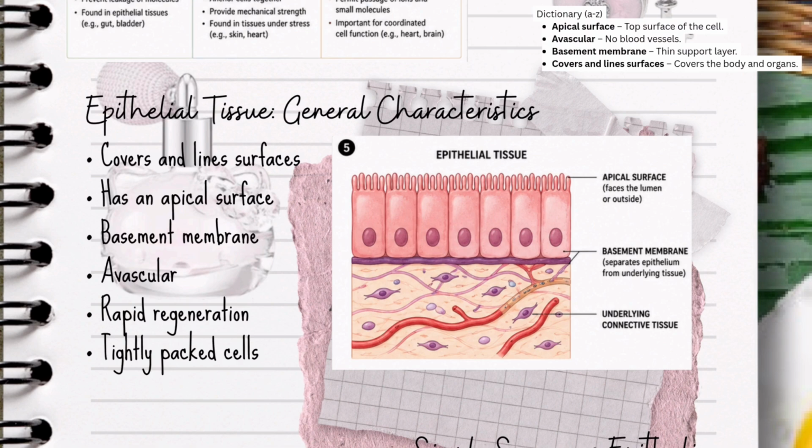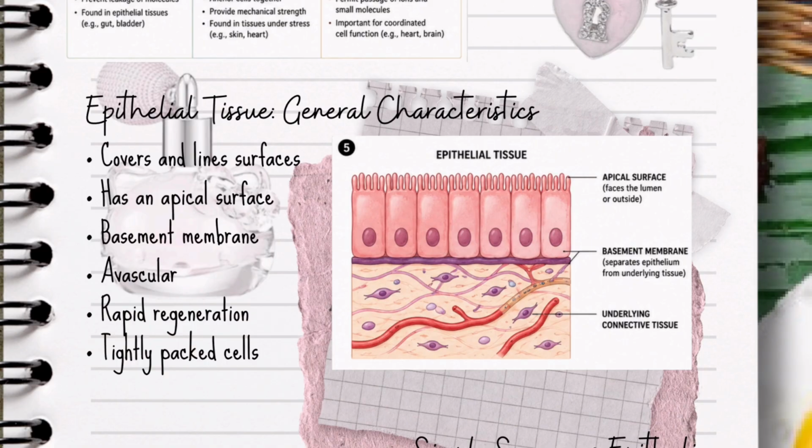One important feature is its apical surface, the free surface that faces the body's exterior or the inside of a cavity. Beneath the epithelial cells lies a thin supporting layer called the basement membrane, which anchors the tissue to the underlying connective tissue. Another unique characteristic is that epithelial tissue is avascular, meaning it contains no blood vessels. Instead, nutrients and oxygen diffuse from the connective tissue underneath.